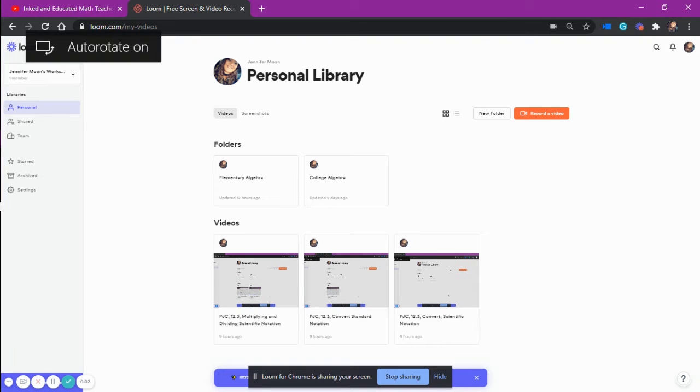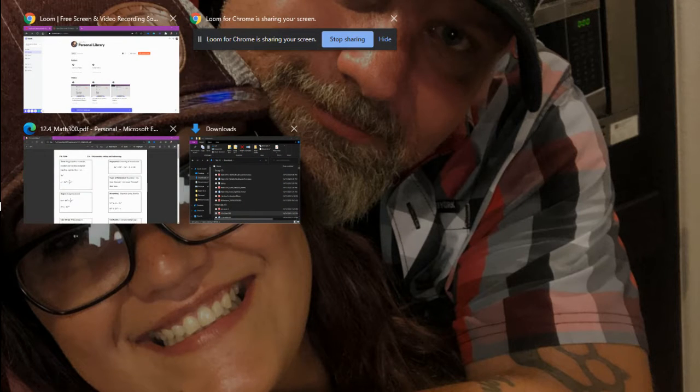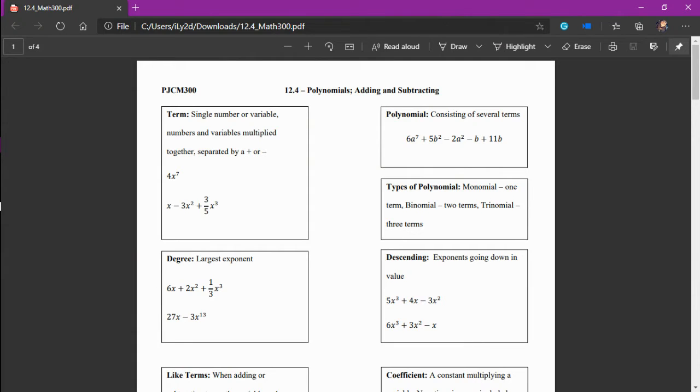We are going to look at polynomials. We're actually going to look at how to add and subtract polynomials. So this is an actual PDF that I had made for my face-to-face class. I assumed it'd probably be a lot easier than me trying to write all of this out or type all of this out on that one little screen.